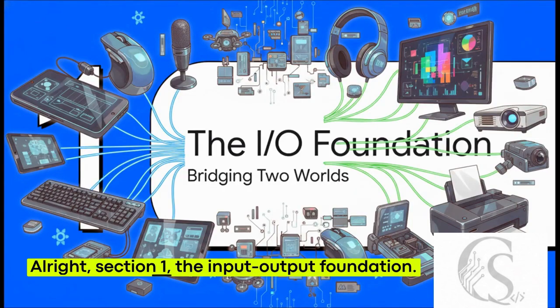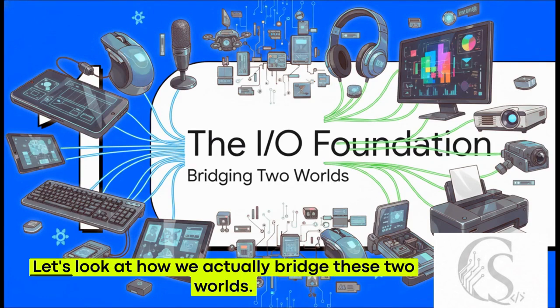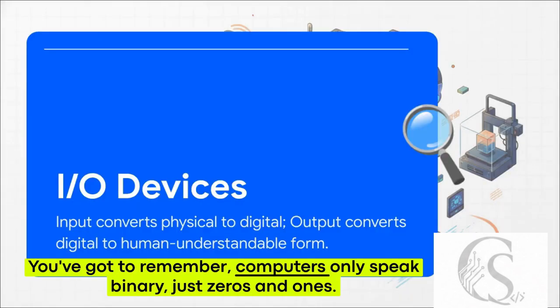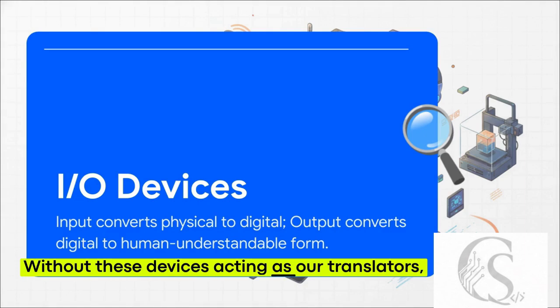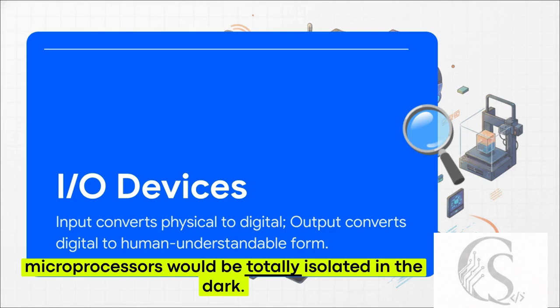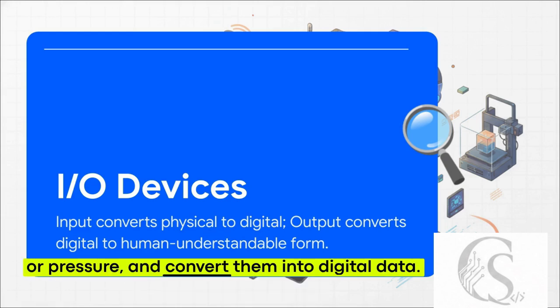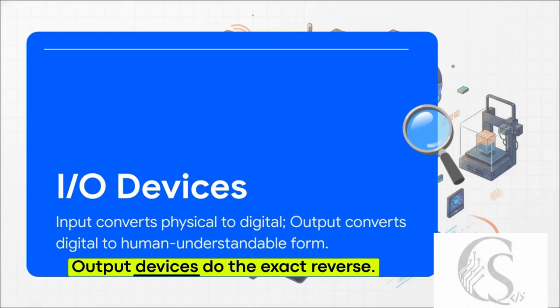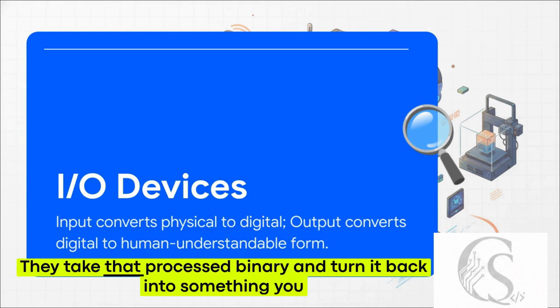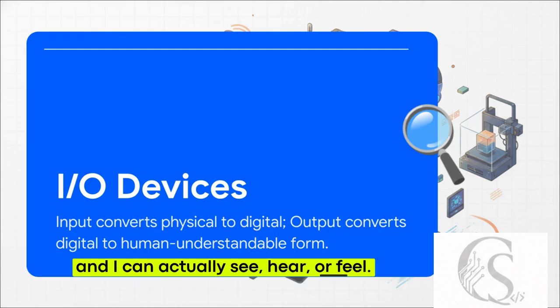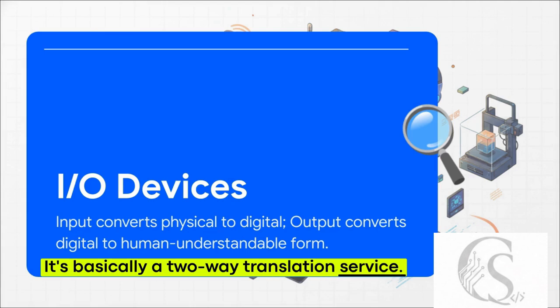All right, Section 1, the Input-Output Foundation. Let's look at how we actually bridge these two worlds. You've got to remember, computers only speak binary, just zeros and ones. Without these devices acting as our translators, microprocessors would be totally isolated in the dark. Input devices take human actions or physical things like light, sound, or pressure and convert them into digital data. Output devices do the exact reverse. They take that processed binary and turn it back into something you and I can actually see, hear, or feel. It's basically a two-way translation service.